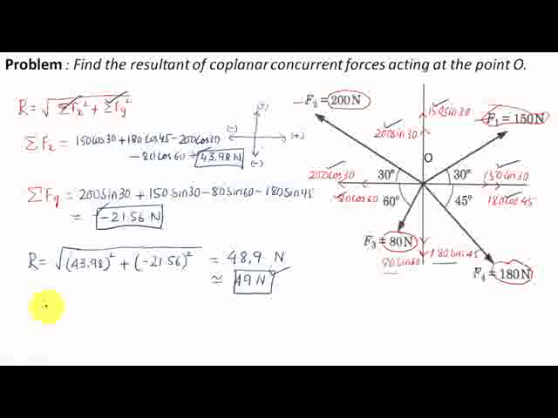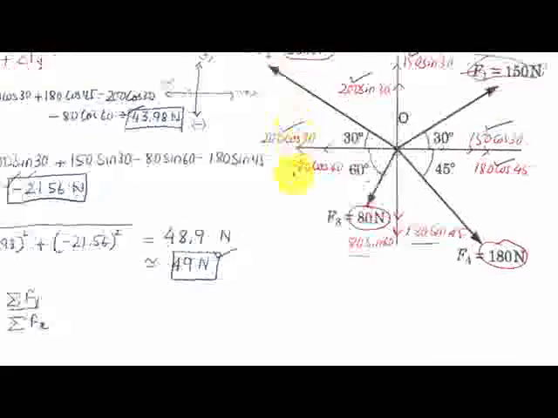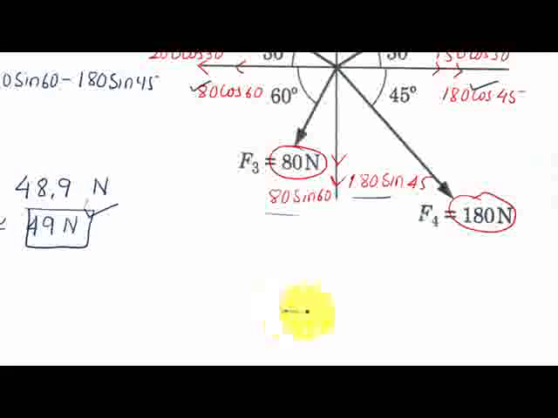Now let's go ahead and find the direction in which this force is acting. So tan theta is equal to the summation of all the forces in the y direction divided by the summation of all the forces in the x direction. Let me show you why we are doing this. Let me use this space. We have the summation of Fx and the summation of Fy. If you were to make a force triangle through this, here you're going to have this resultant.